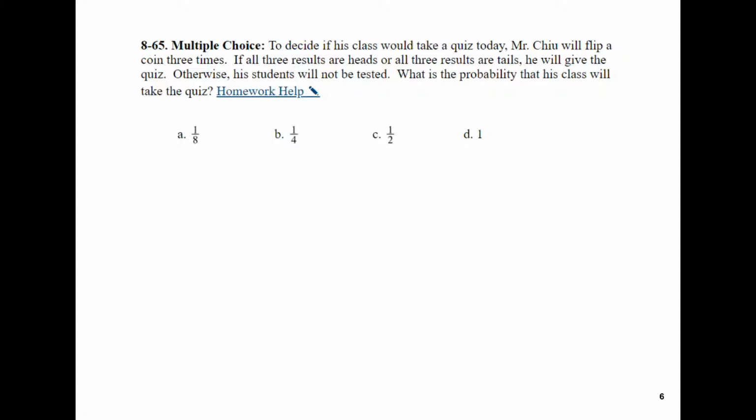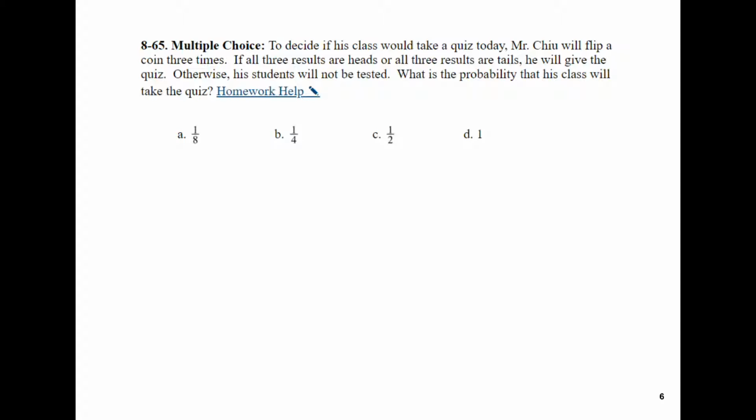8-65 is a multiple choice question. To decide if his class would take a quiz today, Mr. Chiu will flip a coin 3 times. If all 3 results are heads or all 3 results are tails, he will give the quiz. Otherwise, his students will not be tested. What is the probability that his class will take the quiz?